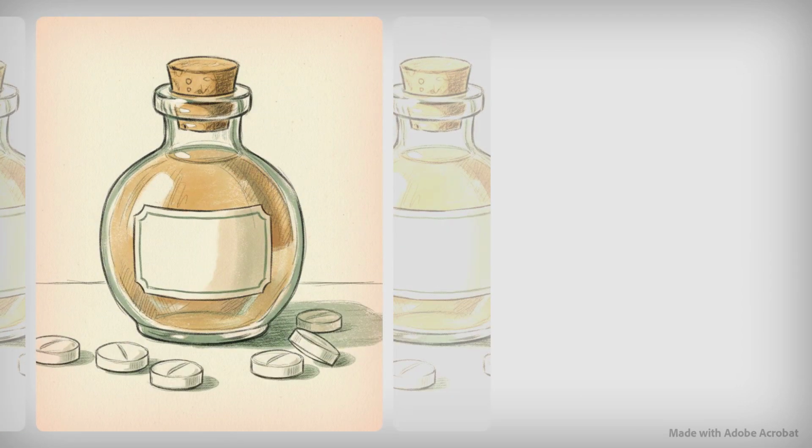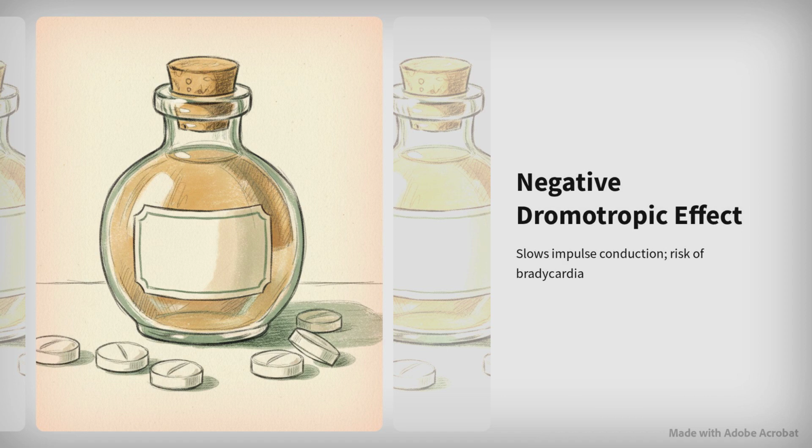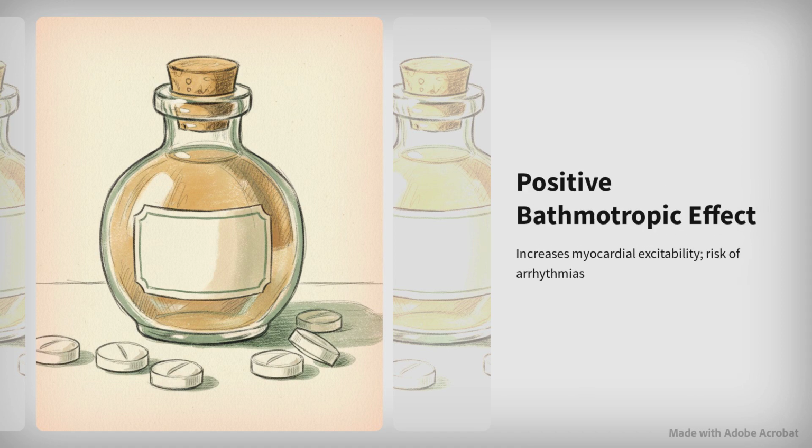While cardiac glycosides can be life-saving, their toxicity profile means careful dosing is essential to avoid slowing the heart too much or causing arrhythmias. A negative dromotropic effect slows impulse conduction in the heart, increasing the risk of bradycardia. A positive bathmotropic effect raises the heart's excitability, which can lead to dangerous arrhythmias.